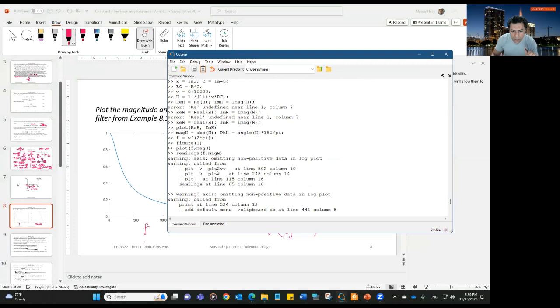Why is it sending me an error? "Omitting non-positive data and log plot." Oh, because I'm taking f equal to 0. Of course, when you take the log of 0, it does not exist. That's why it's giving me an error.